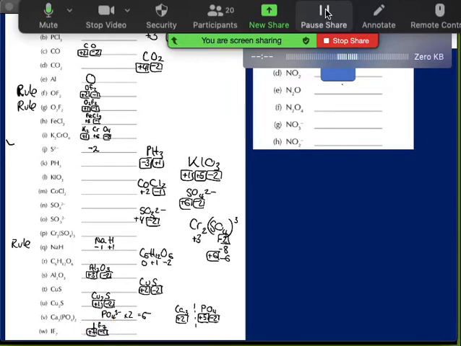And the final one for the IF7, fluorine, most electronegative, is -1. There are 7 of them, -7. It makes the iodine +7.